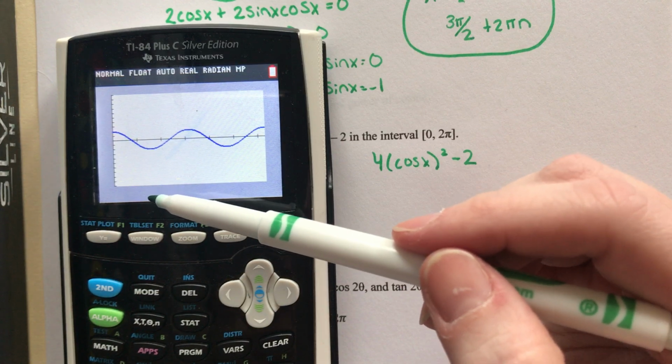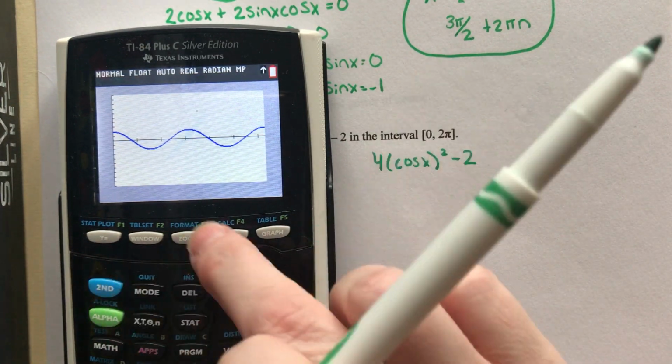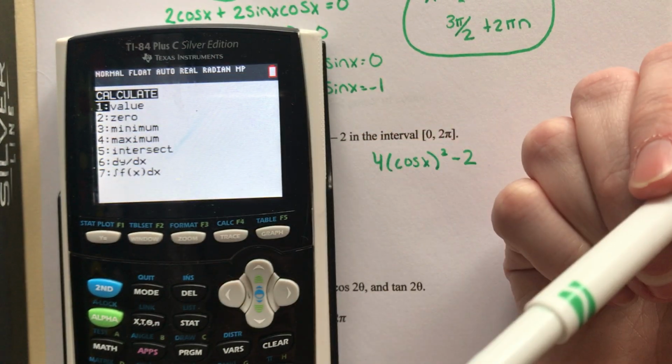If I want to find exactly where they take place, you can use your second trace. You can find your zeros, you can find your minimums, you can find your maximums.